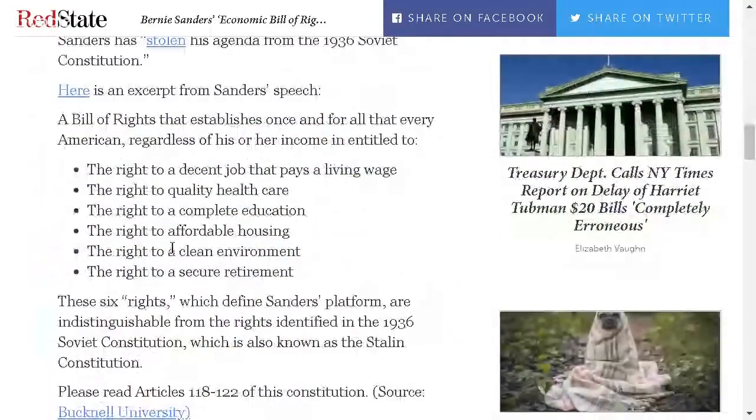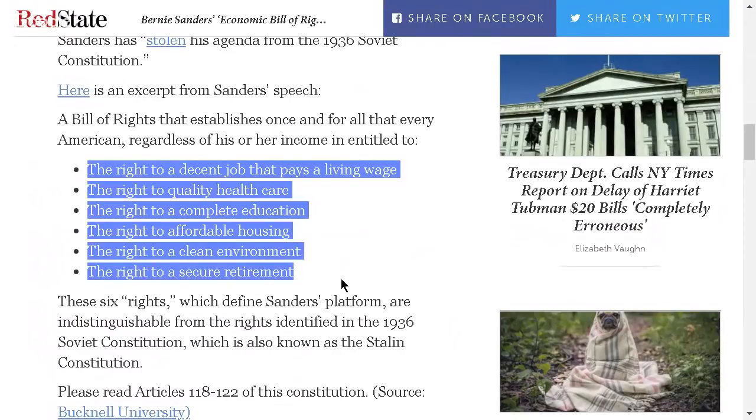when he says everybody should be entitled to the right to a decent job that pays a living wage, the right to quality health care, the right to a complete education, the right to affordable housing, the right to a clean environment, and the right to a secure retirement. He's like a poet because he rhymed retirement and environment. Bernie is amazing. So, well done once again, Bernie.